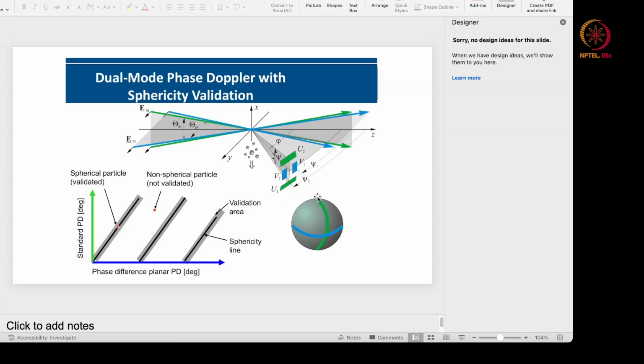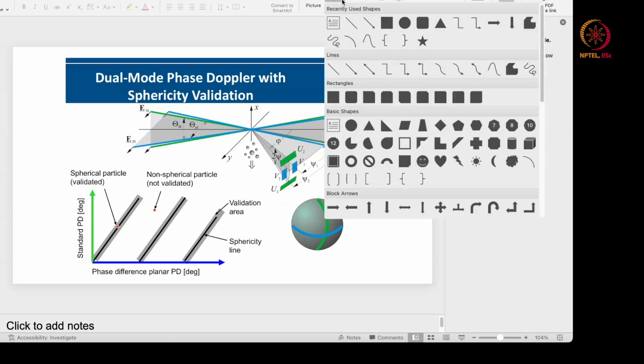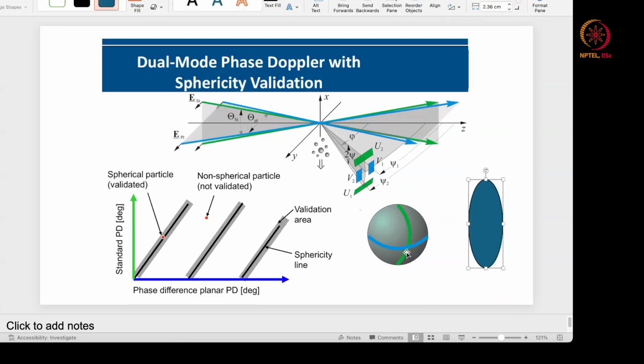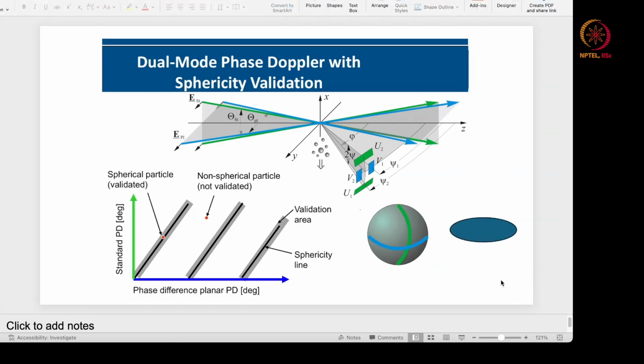But if it is non-spherical, the standard phase Doppler, because it is non-spherical, means it is probably elongated along one of the sides, the meridional circumference or the equatorial circumference, depending on whether it is elliptical or something else. For example, it can be like this, or it can be the other way around, like that. So both of these two things are possible.